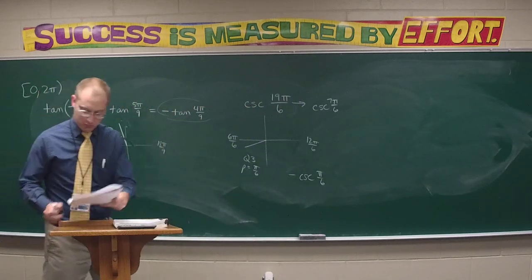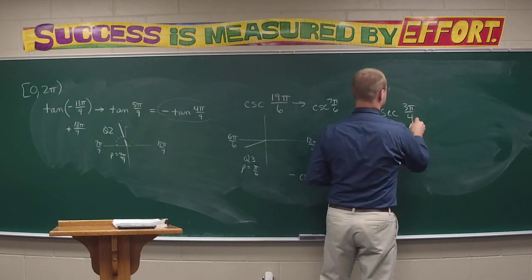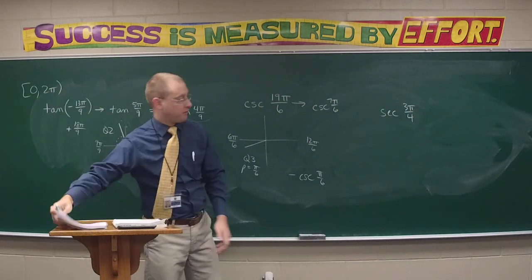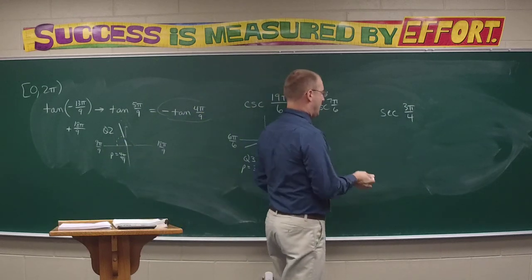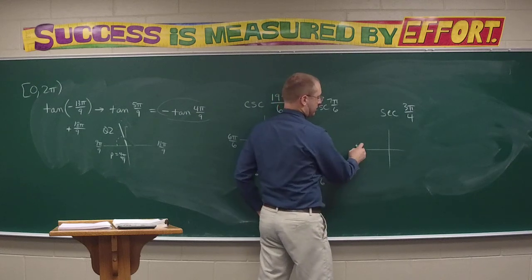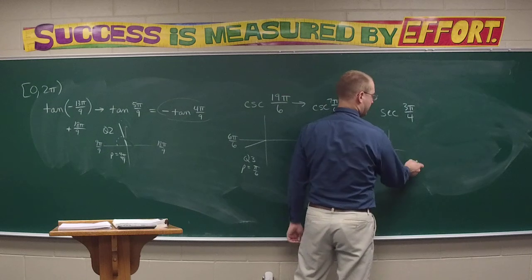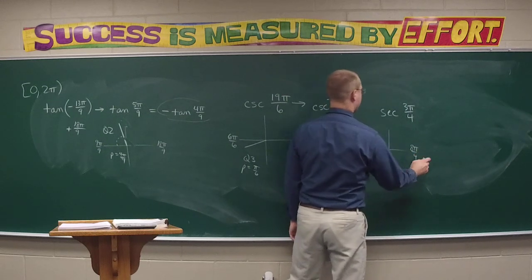Good, because you're going to have to do this for homework tonight. Secant of 3 pi over 4. Draw a little sketch. Pi is 4 pi over 4, and 2 pi is 8 pi over 4. Where's 3 pi over 4?